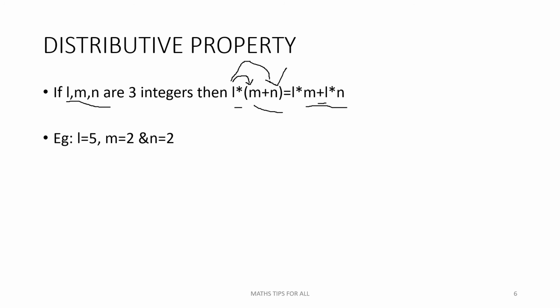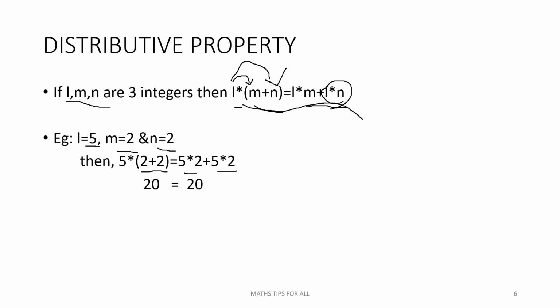Let's consider an example. Here L is equal to 5, M is equal to 2 and N is equal to 2. Now we are just substituting in this distributive property. That is 5 into, in the braces, the M and N values. I'm just substituting these values in this property, which is equal to 5 into 2, that is L into M, plus 5 into 2, that is L into N.